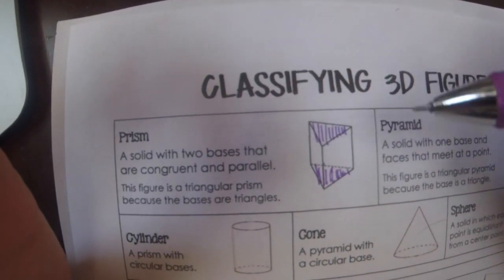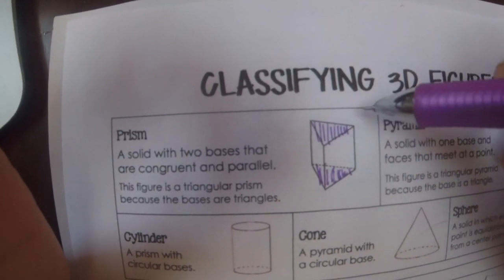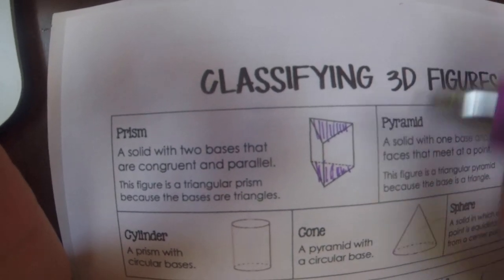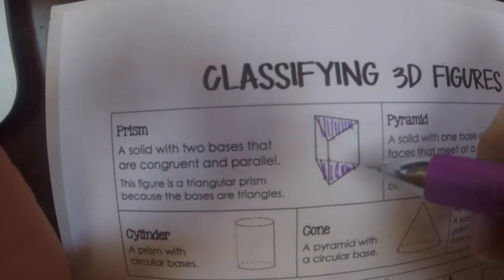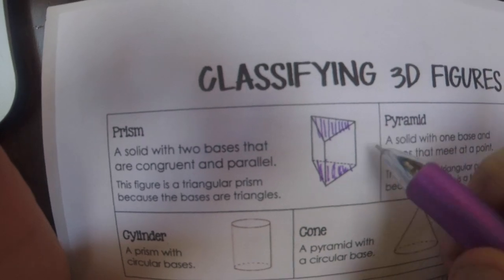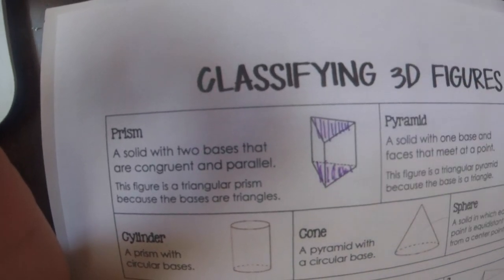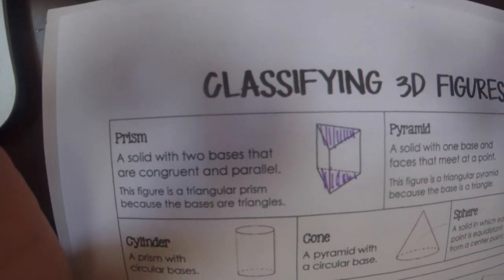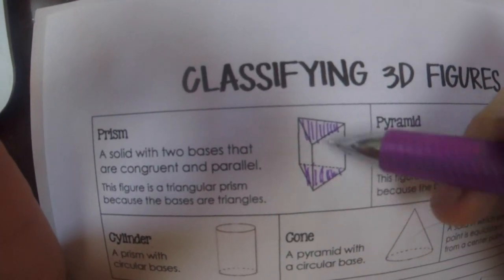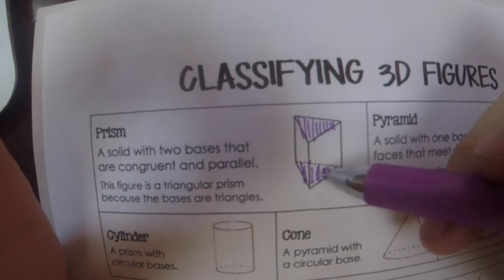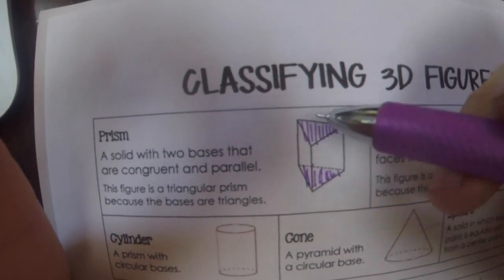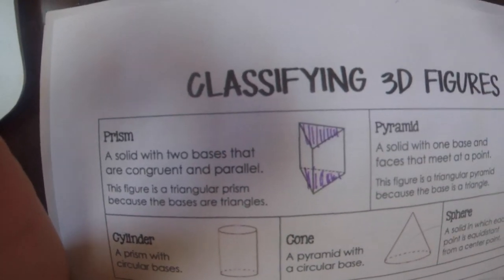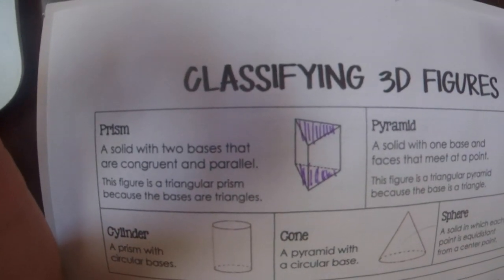Now, a base doesn't always have to be the top and bottom, but if you notice, we have the two bases that are triangles, and then there are 1, 2, 3 other sides to this figure, and those are all rectangles. So the way that we name a prism is by whatever shape the two bases are. In this case, the two bases are triangles, so this is a triangular prism.